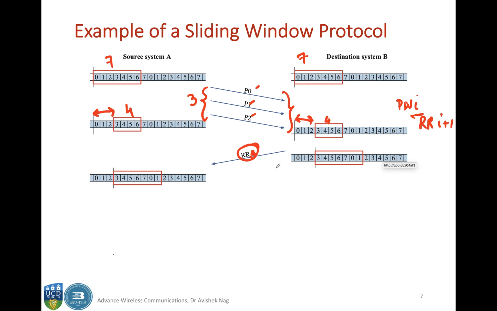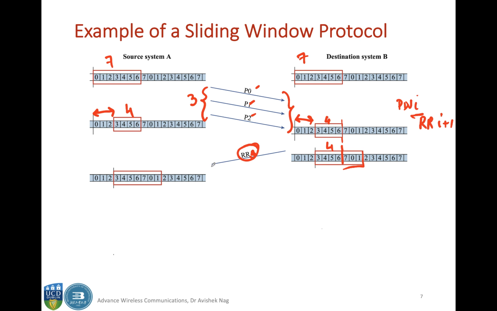And the moment it sends RR3, its window expands by 3 places. Earlier it was 4, and now it expands by 3 places because it has successfully received 3 PDUs and it has room for receiving 3 more PDUs. So the window expands by 3 places.